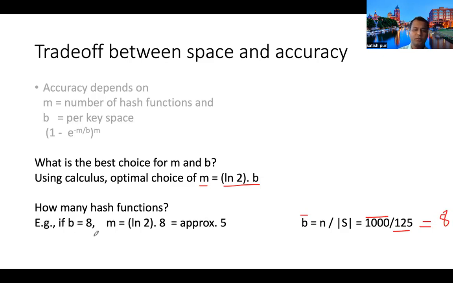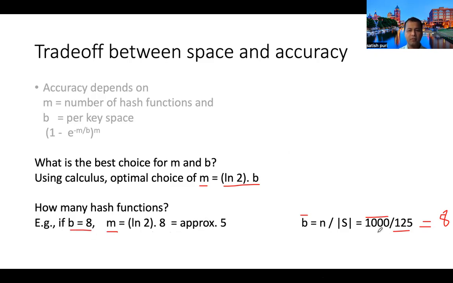So if b equals 8, what should be the number of hash functions? You just multiply by natural log of 2, and you get approximately 5. So 5 hash functions is a good number if you're using per key storage as 8.